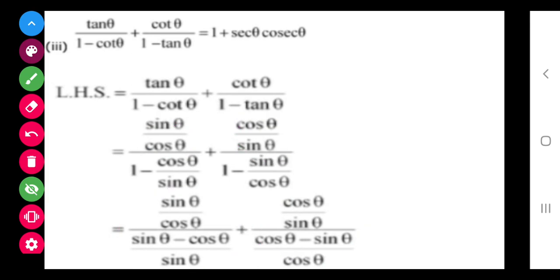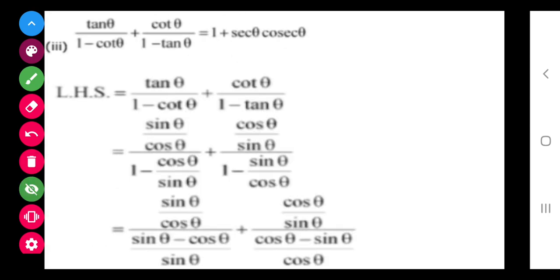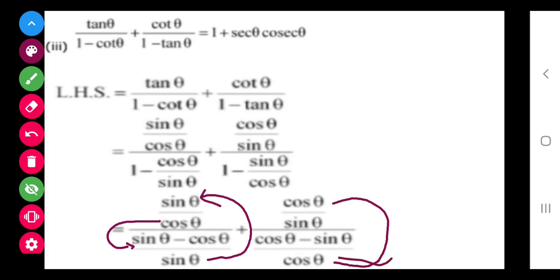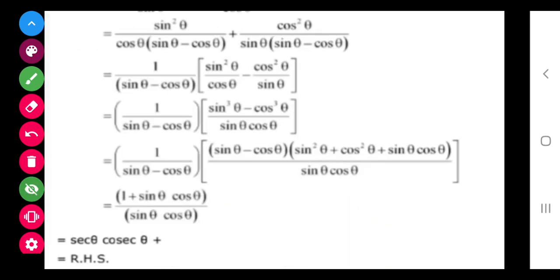Now we have to resolve more. So in the next part you can see what can be done: this sine can be multiplied with this and this cos can be multiplied with this. Similarly this cos can be multiplied with this and this sine can be multiplied with this. The same they have written, but I guess here is the problem, they have written it wrongly. It should be cos theta minus sine theta. It is written wrongly as sine theta minus cos theta.